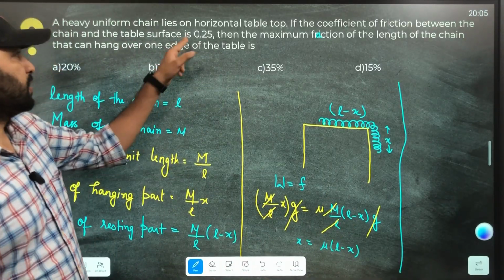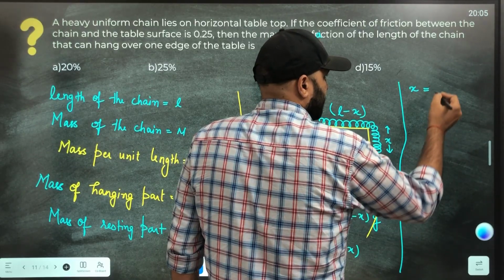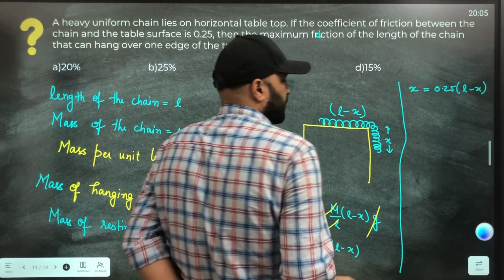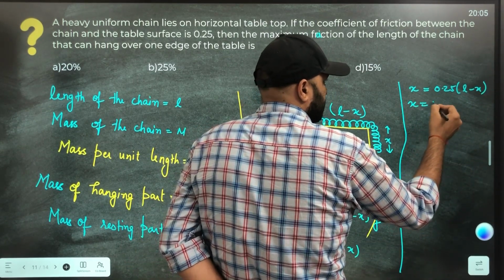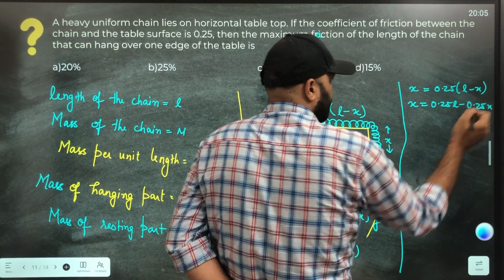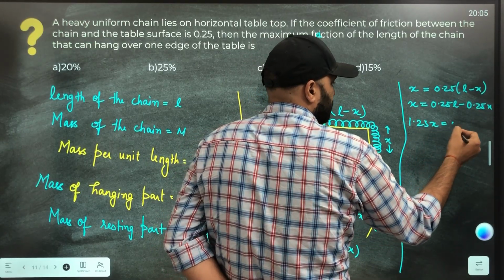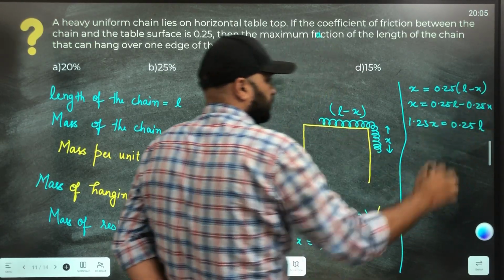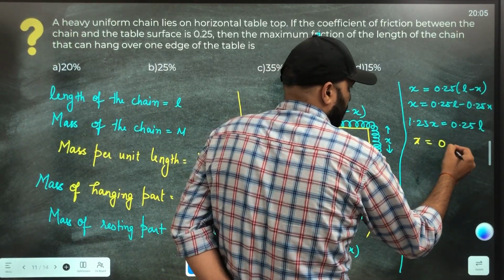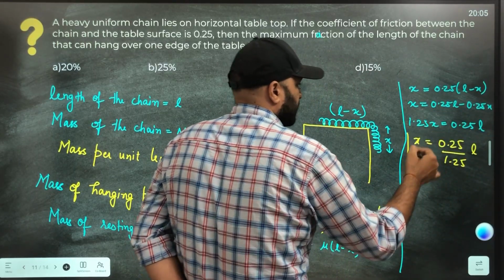What is the value of mu? Mu is 0.25. Let's substitute over there. So X equals 0.25 times (L minus X), correct? This will be X equals 0.25 L minus 0.25 X. Let's take it to that side. So it becomes 1.25 X equals 0.25 L. I hope this is clear. So X will be equal to 0.25 upon 1.25 of L.